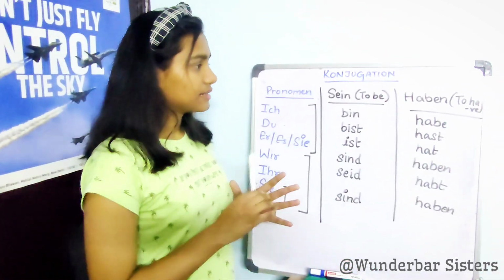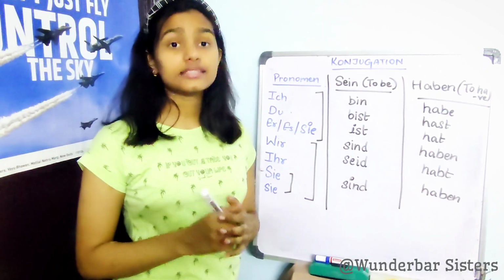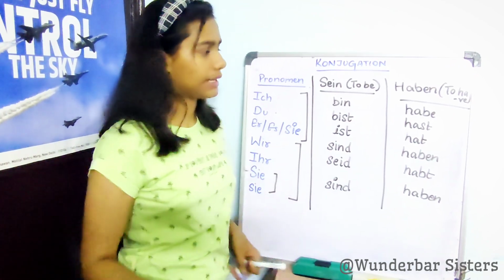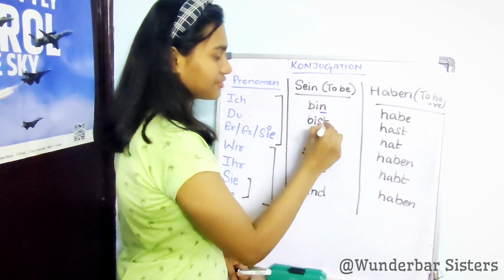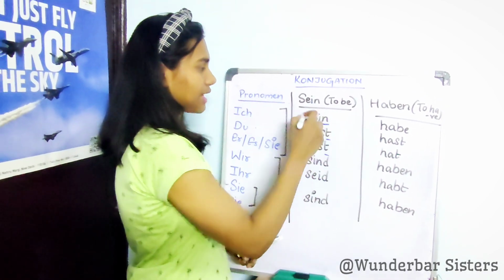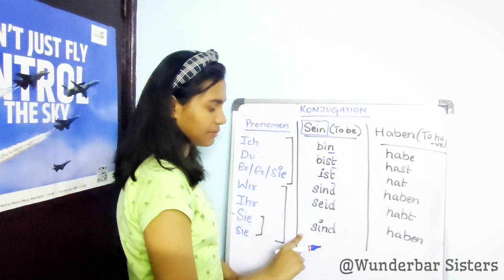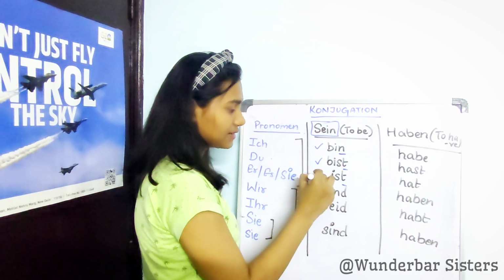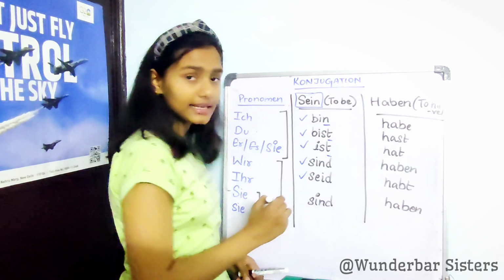Now, verbs are of two types. One is regular verbs and the other is irregular verbs. Now, how do we differentiate between them? Irregular verbs are the verbs in which the endings are different each time. By that I mean, like the verb we have is sein. So sein isn't used each time, right? We have used bin over here, bist, ist, then over here it becomes sind, and then here it becomes seid.